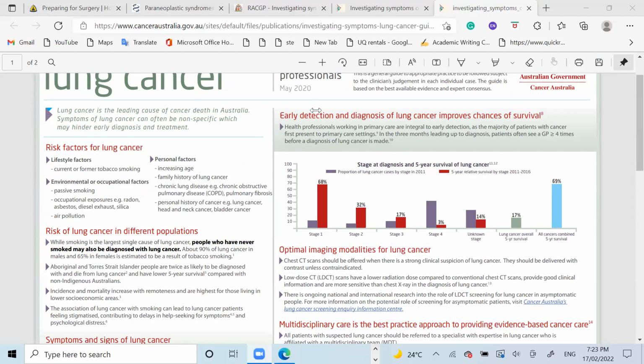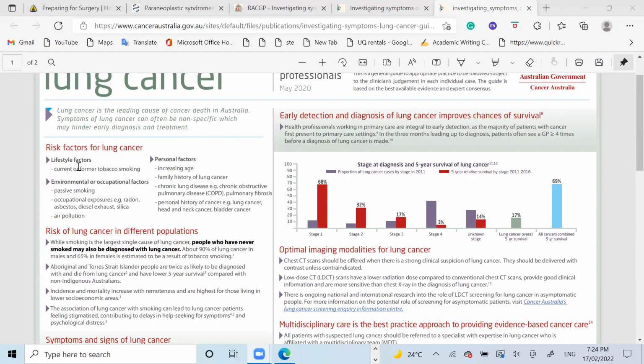What is the leading cause of cancer death or mortality in Australia? That is also lung cancer. So lung cancer is the leading cause of death in Australia. Symptoms of lung cancer can be non-specific and may hinder diagnosis and treatment. So risk factors are important in these patients.